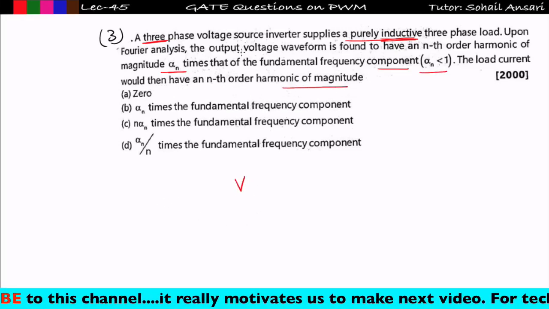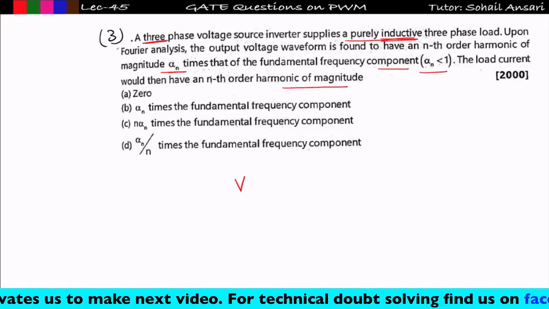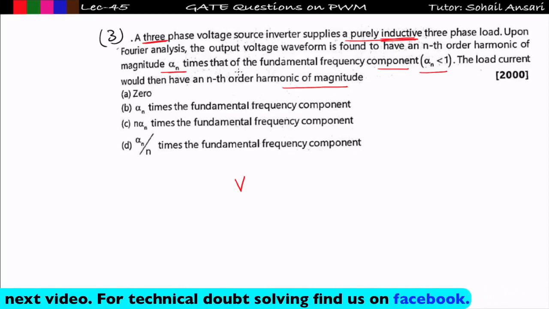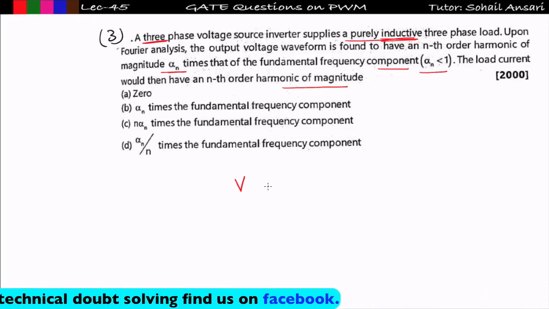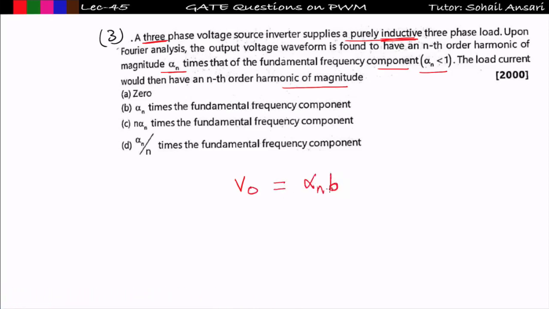Okay, so what is it saying? It is saying that the output voltage waveform is found to have an nth order harmonic of magnitude alpha n times the fundamental frequency component. So the output voltage V naught is equal to alpha n times B1, where B1 is nothing but the peak value of the fundamental output voltage. So the output voltage depends upon alpha n times B1. Now I need to find what the load current will be.